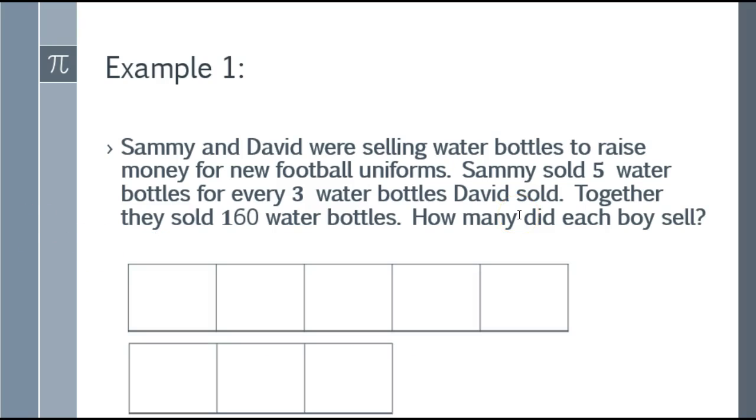Alright, so now let's look at our solution. I see that I can set up a ratio with the information given in my problem, a ratio of Sammy to David. Sammy sold 5 bottles and David sold 3 water bottles. So there's my first ratio, 5 to 3. I can also represent that in a tape diagram, 5 to 3.